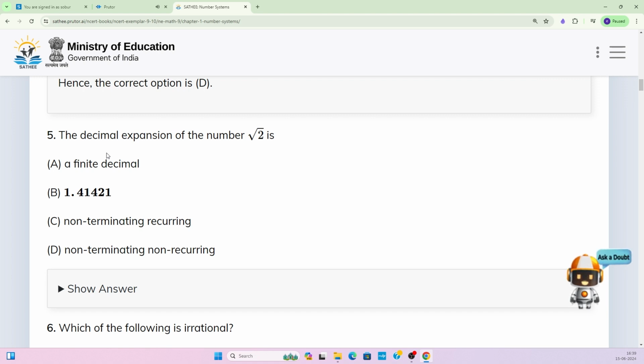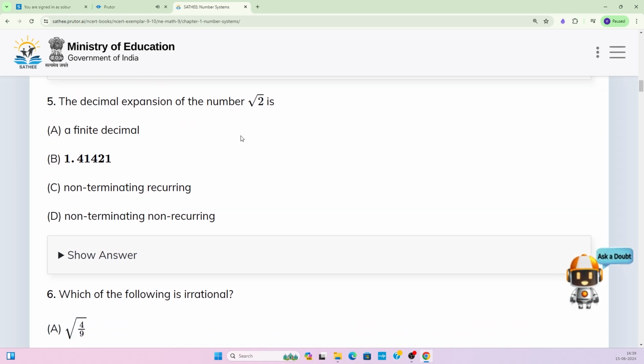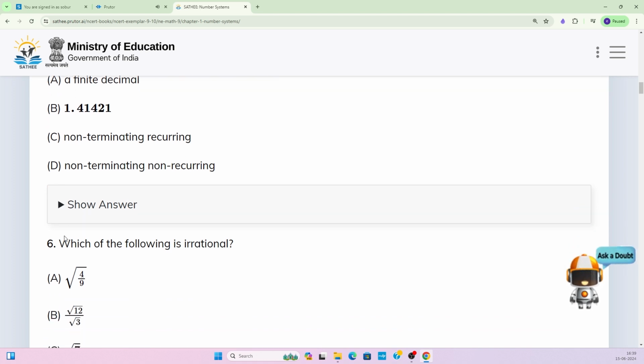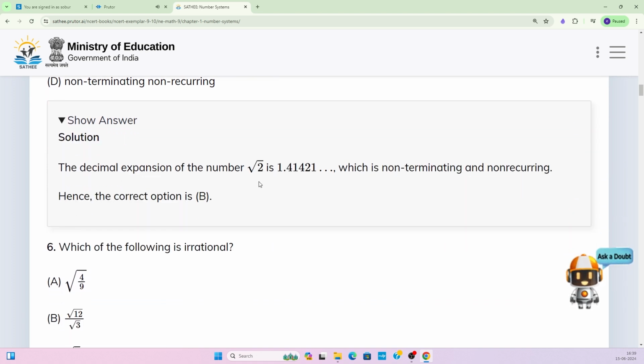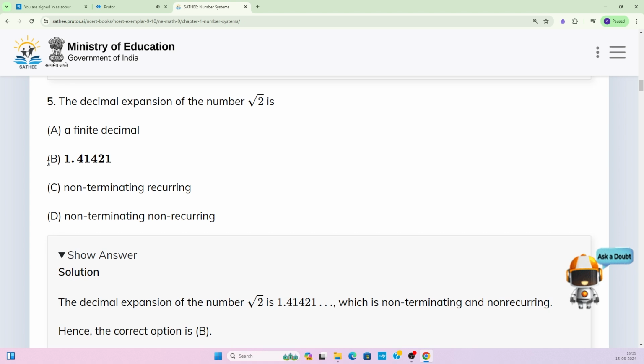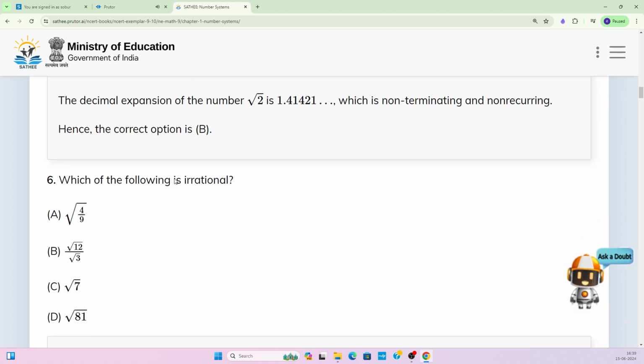In the next problem, we have: the decimal expansion of the number root 2 is what? Root 2 is an irrational number. We know that the decimal expansion of root 2 is 1.41421 and so on, which is non-terminating and non-recurring. Hence the correct option is option B. Now let us move to the next problem.